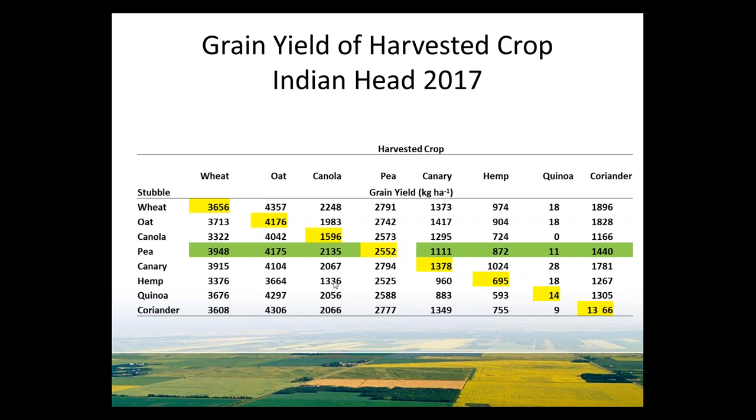Someone's wondering if you plan to use soybeans as a crop in rotation for any of your future studies. Yes, the next crop sequencing experiment will have soybeans in it, at least at Indian Head.